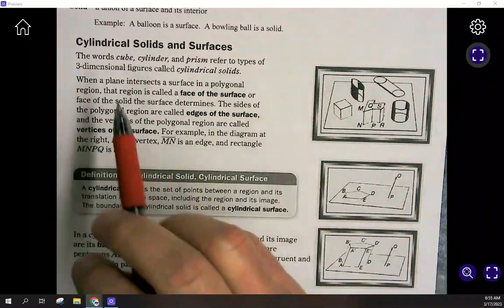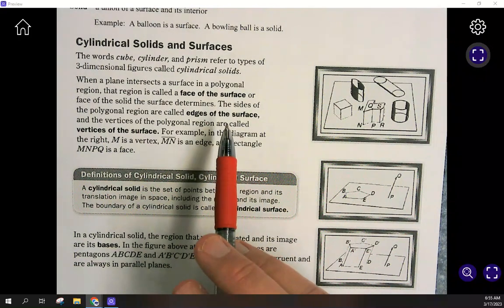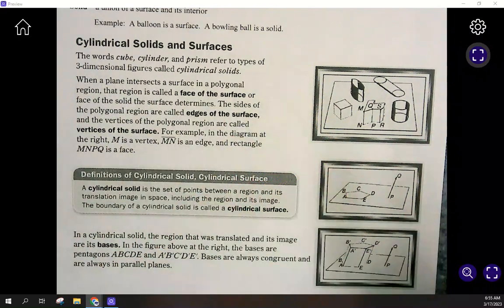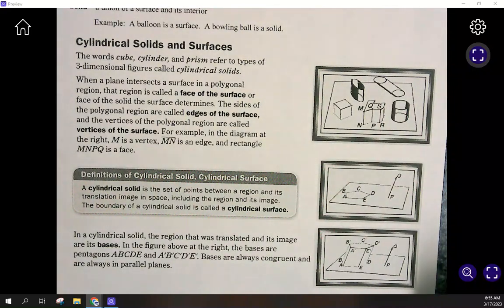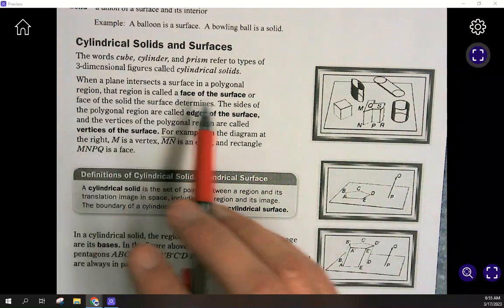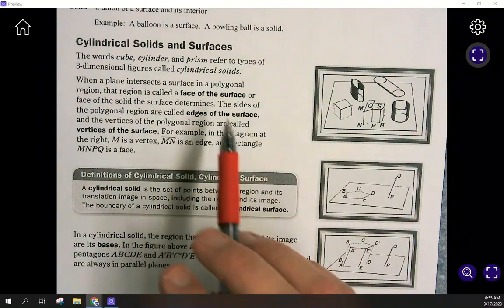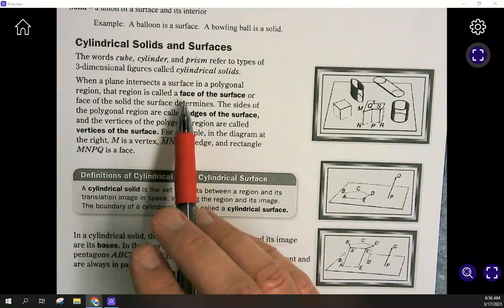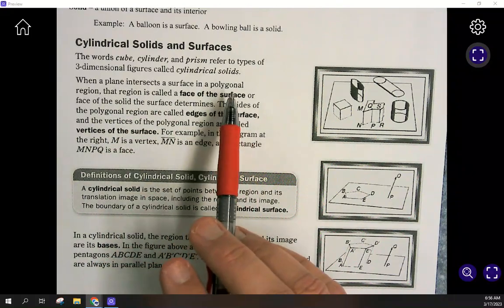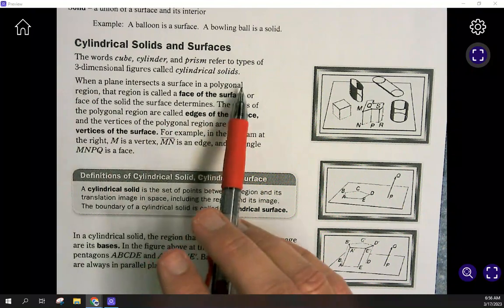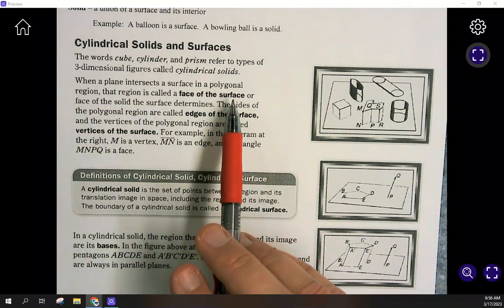So you've probably heard the words cube and cylinder and maybe prism. And those are three-dimensional figures that are called cylindrical solids. And you can see them over here on the right. So this kind of gets into the weeds. I just want to highlight the most important things that we need to know. So we're going to hear the word face a lot. All right, so when a plane intersects a surface in a polygonal region, that just means in a shape, that is called a face of the surface.